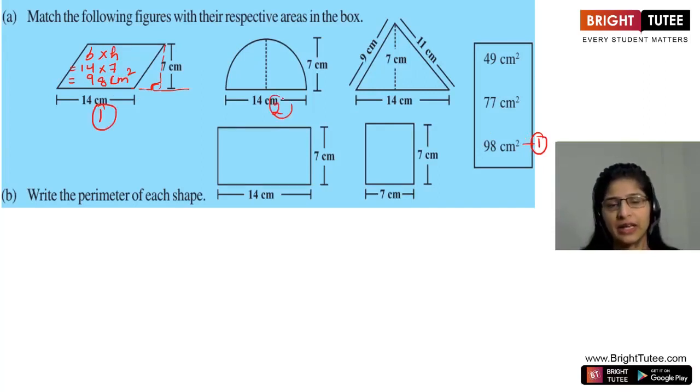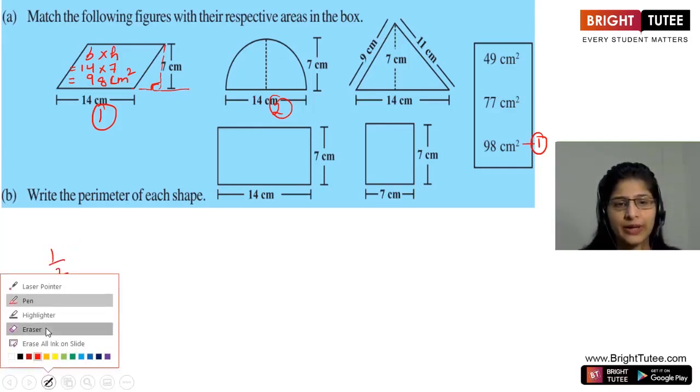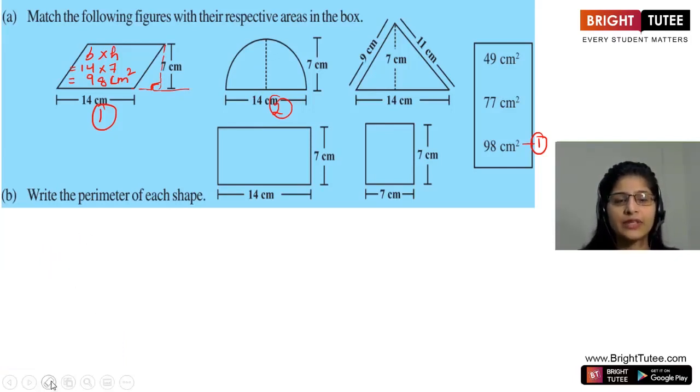Of the second figure, we have to find the area. If we observe, this is a semicircle, right? Half of a circle. So what is the area of a circle? It is pi r square. Then what about the semicircle? It will be half of the circle. So if we calculate half pi r square, what will it be? Half into pi is 22 upon 7 into r square.